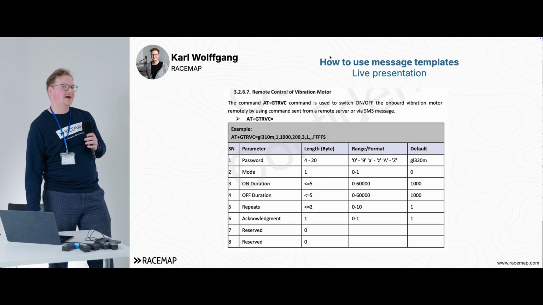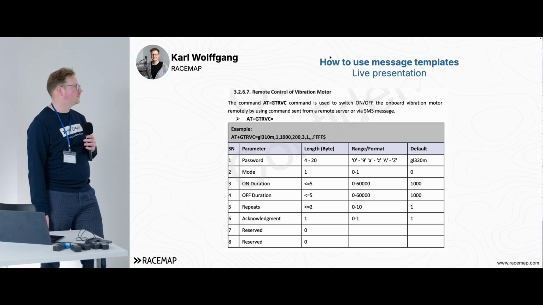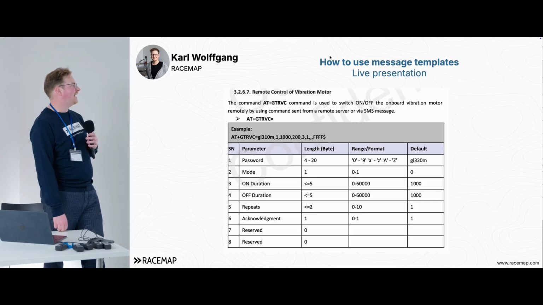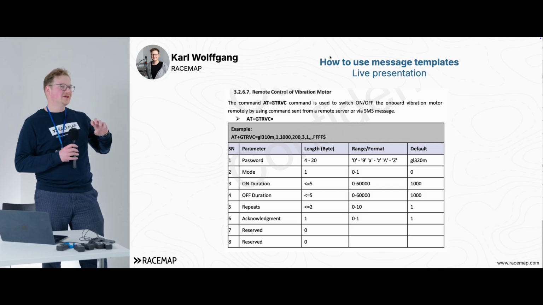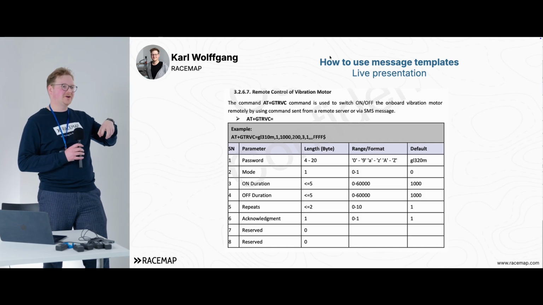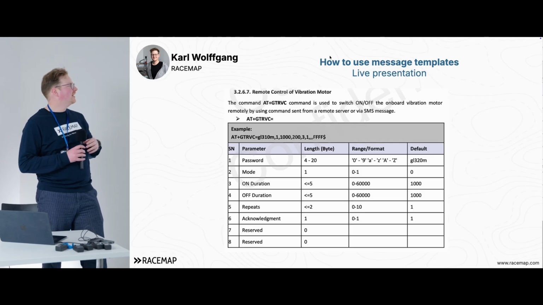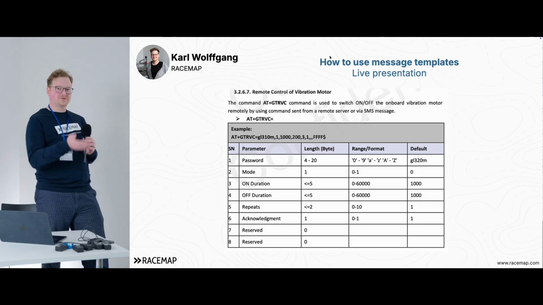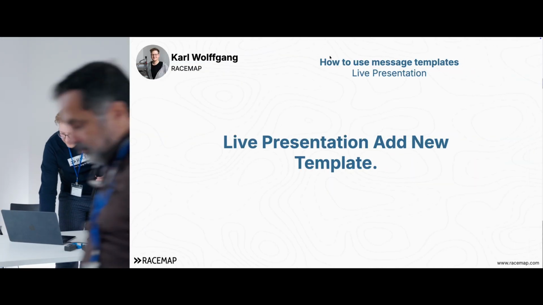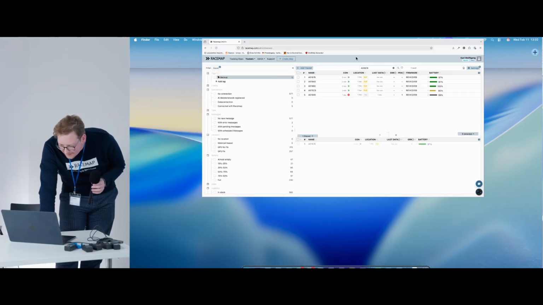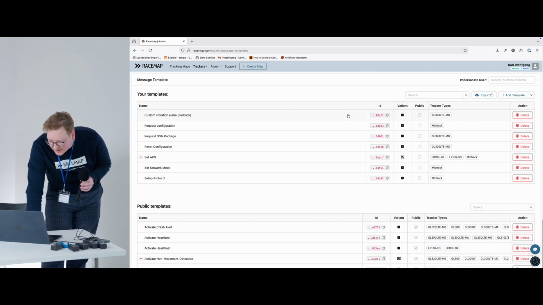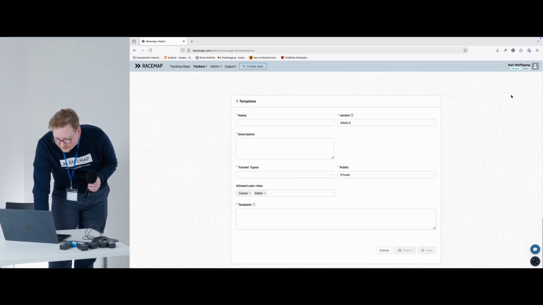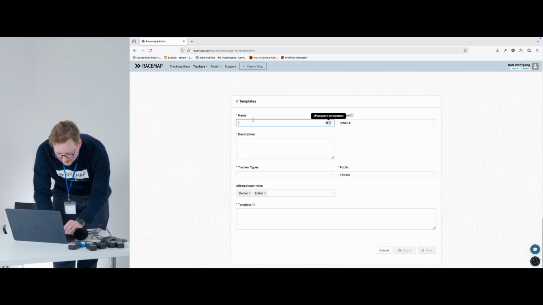So, maybe we make this in practice, and I want to add a new command with you. For now, there's a command for Quacklinks where you can trigger the vibration motor of the device from a message. I will add this message now together with you, and then we send it. So for now, I go to message templates and add a new type, and we call it.